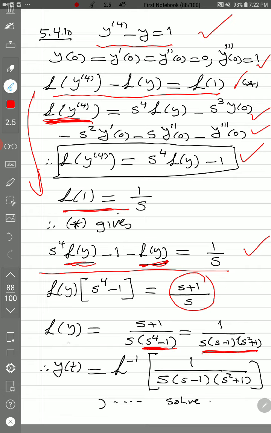Okay, then what's y of t? It will be L inverse of all these 3 terms, and I leave it as an exercise. You can complete that by partial fraction. It's very easy. You can get the solution.